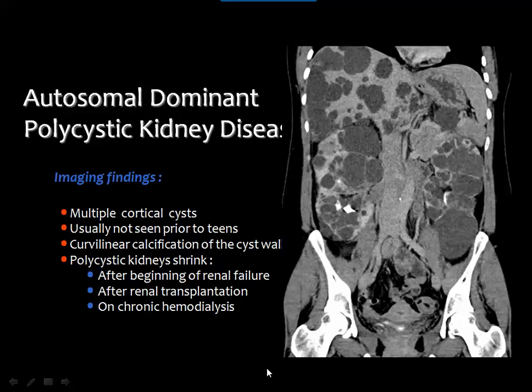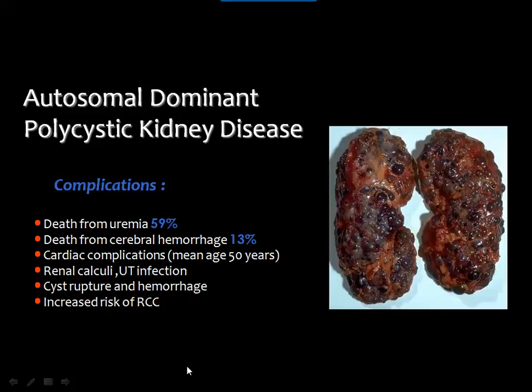And there may be some calcium in the cyst wall or in the renal parenchyma. Polycystic kidneys may shrink after beginning of the renal failure or after renal transplant or on chronic hemodialysis. The complications of adult type polycystic kidney disease include death from uremia and death from cerebral hemorrhage.